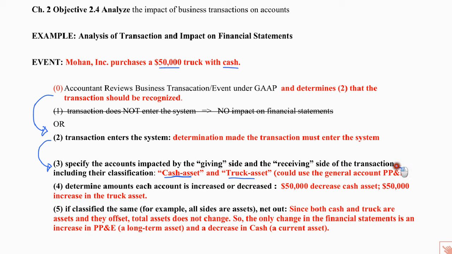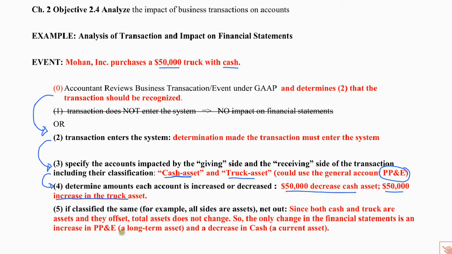We could use the general title, property, plant, and equipment, but as long as you have truck, I'm okay with that. As we get into the semester, you may use that shorthand. And now we have to determine the amounts and whether they increase or decrease. So we pay out cash, so there's a $50,000 decrease to cash, and we get a $50,000 truck, and because of the historical cost principle from Chapter 1, that's how much we transacted at, we're going to increase the truck asset by that amount.